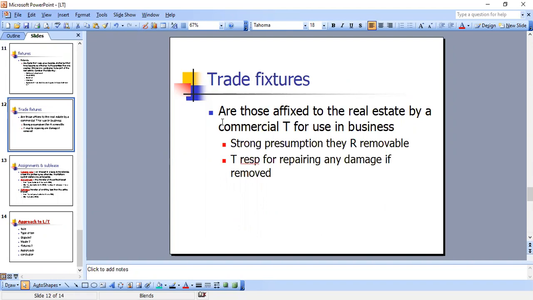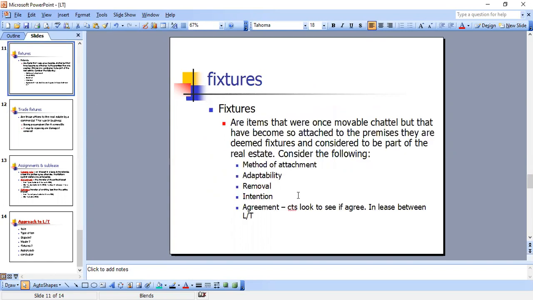Trade fixtures are different. They're commercial fixtures. So basically it's for a business. It's a strong presumption they are removable, okay, because they go along with the business. But if they are removed and the tenant causes damages, they are responsible for fixing those damages. And those are for commercial trade fixtures, okay? And I went over regular fixtures here.